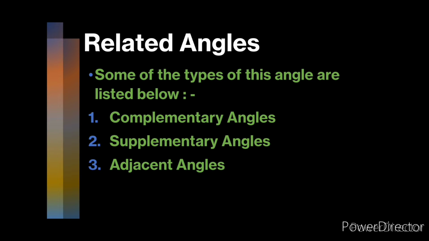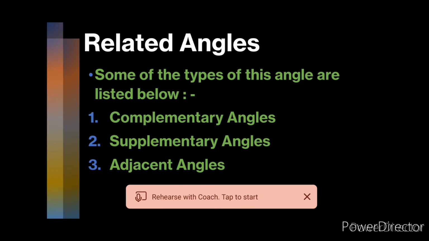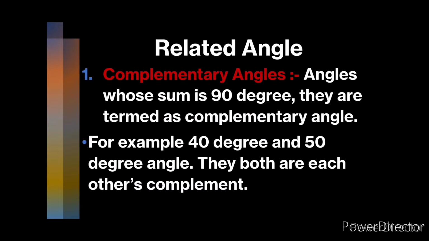Related angles in your class are classified into three types. Number one is complementary angles, number two is supplementary angles, and number three is adjacent angles. We will read them one by one. So let's begin. The very first type of related angle is complementary angles. What are complementary angles? A pair of angles, meaning two angles whose sum is 90 degrees, are said to be complementary angles.